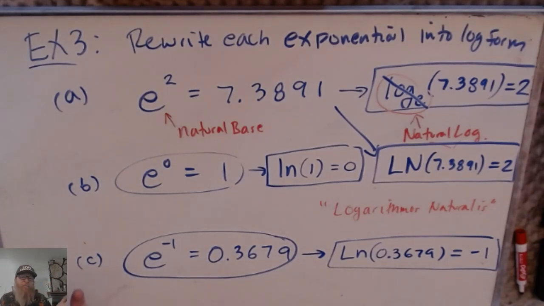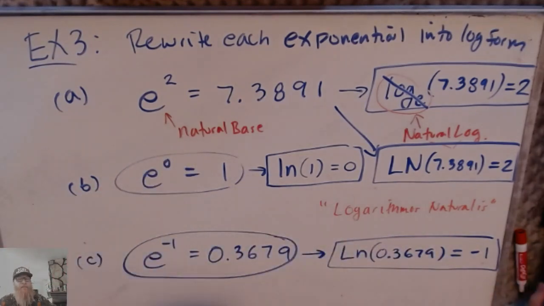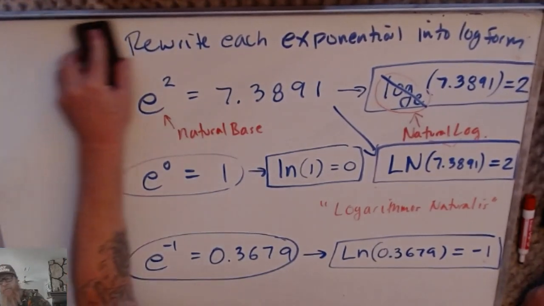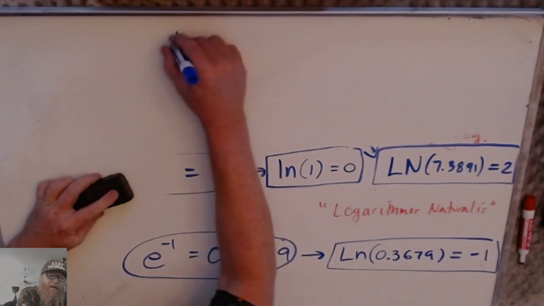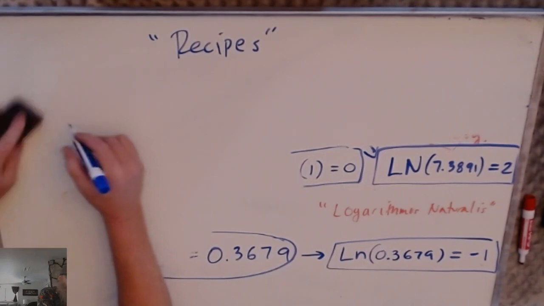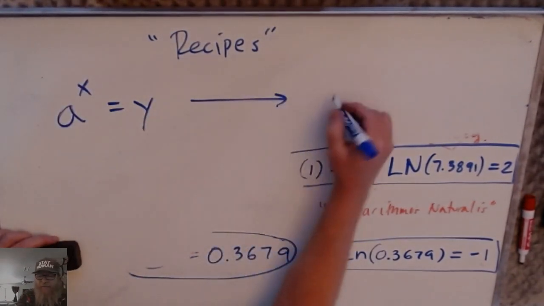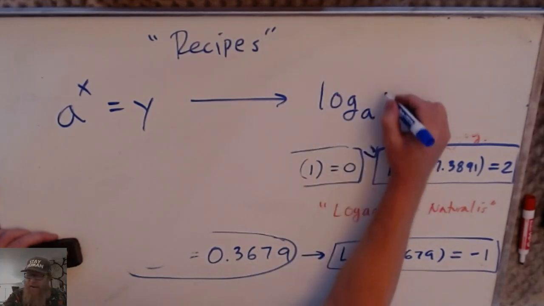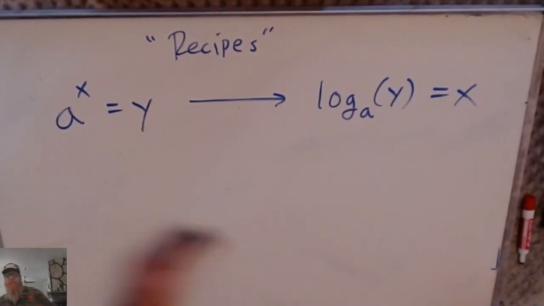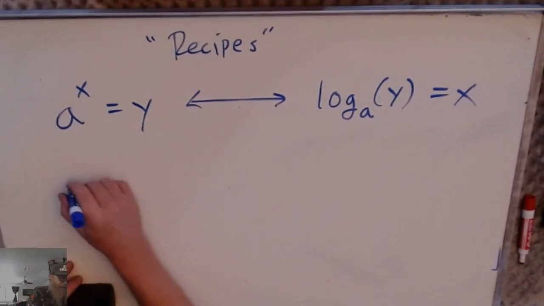You got your 3 different forms. You've got your log, base, whatever the base is. We call those other bases. There is a recipe if you like. Some people like recipes. So if you have a to the x equals y, that's going to be log base a of y equals x. So this gives you a quick way to go back and forth between the different bases.